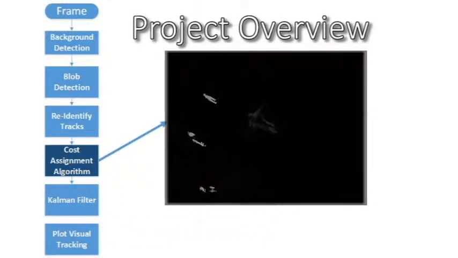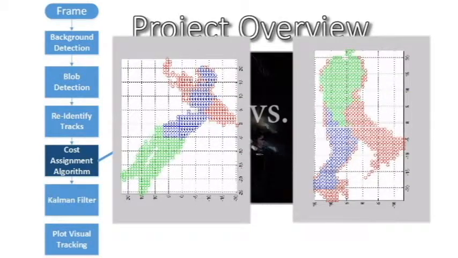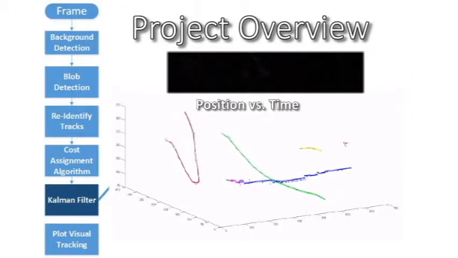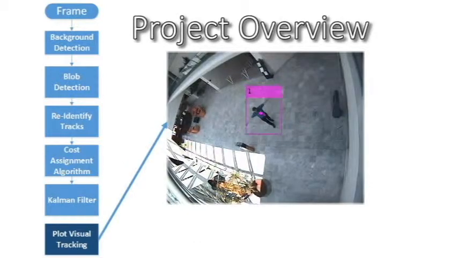We then apply a Hungarian cost assignment algorithm to the current frame that allows us to compare it to the previous frame and determine which track is which. Then a Kalman filter is applied that not only allows us to predict where the tracks will be in the future, but also smooths them out. Finally, we plot a box around each blob as well as a tail showing their path as they move across the frame.